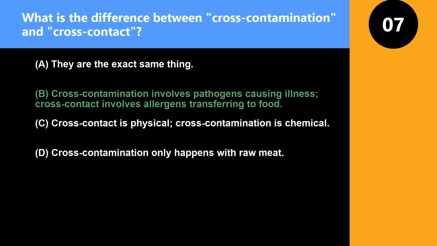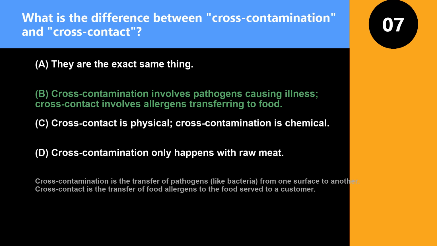Cross-contamination involves pathogens causing illness. Cross-contact involves allergens transferring to food. Cross-contamination is the transfer of pathogens, like bacteria, from one surface to another. Cross-contact is the transfer of food allergens to the food served to a customer.